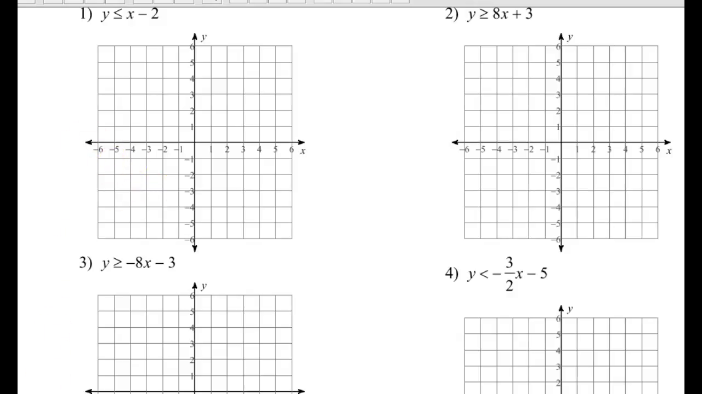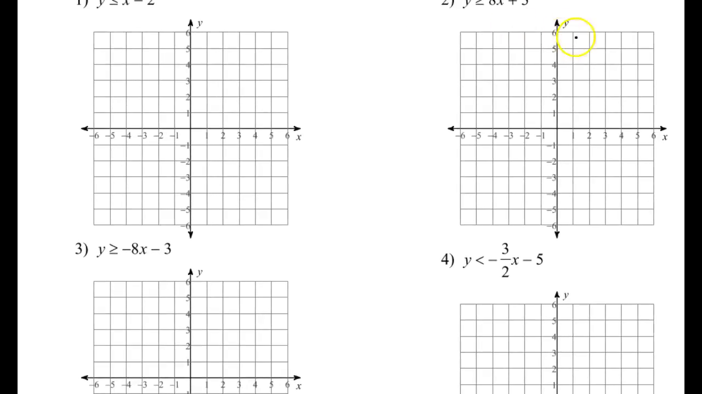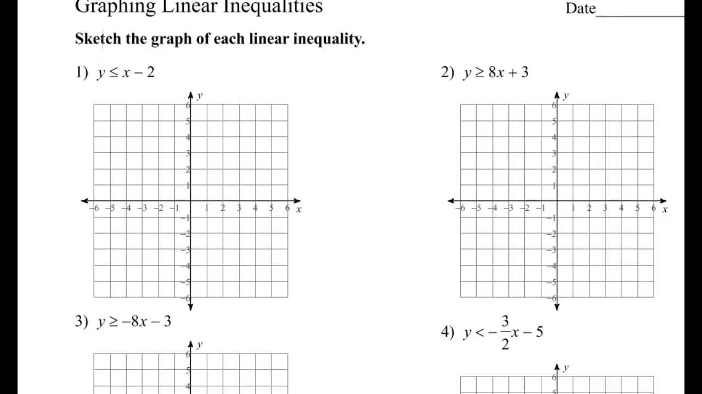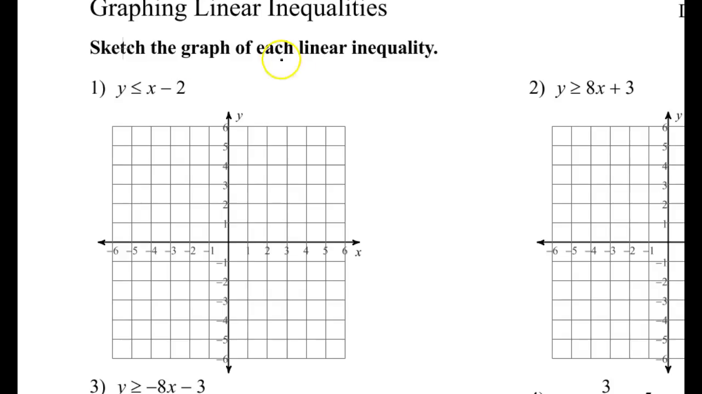So again, what is the slope for number 1? We did this on the warm-up. So there's no number here, right? So it's automatically a 1 over 1. So let's start at -2, go up 1, over 1. You can also reverse it and go down and left.